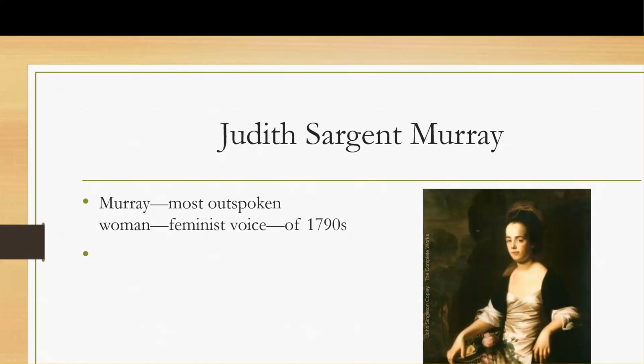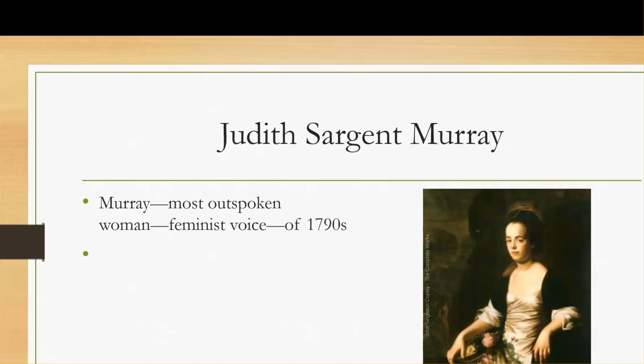I want to talk now about Judith Sargent Murray. She was the most outspoken woman and feminist voice of the 1790s. It was not very long after the American Revolution, and what you see in her work is the language of the Revolution adapted to other causes. For Murray, that is, of course, for women's causes. And what I want you to consider is, how does liberty affect women in a new republic? So that relationship between women and the concept of liberty in the new republic.